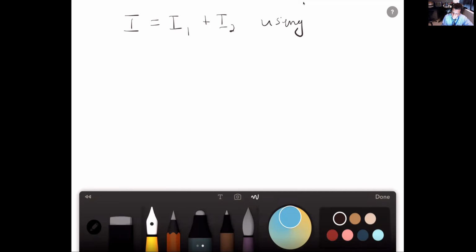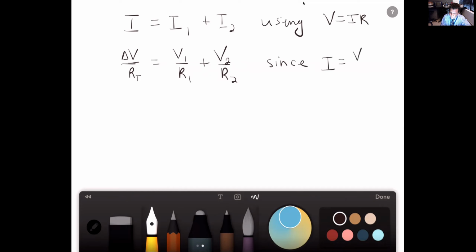Ohm's law, where we have V is equal to I times R, we can write this. Delta V over R total equals V1 over R1 plus V2 over R2. Just in case you didn't, well, I could say since I is just equal to V over R.